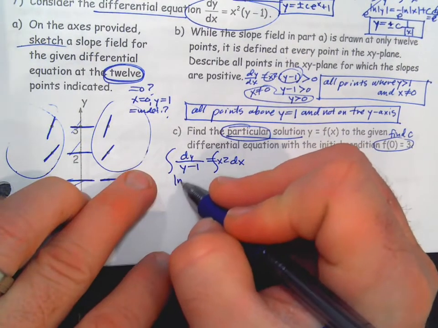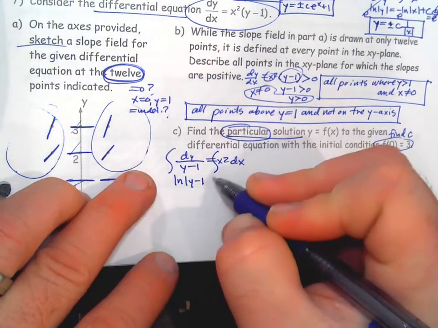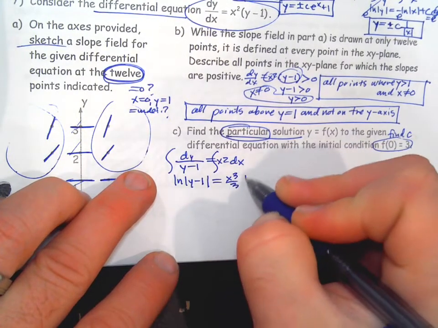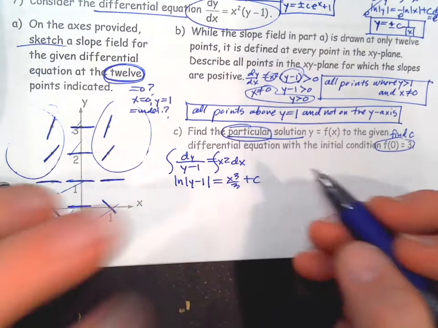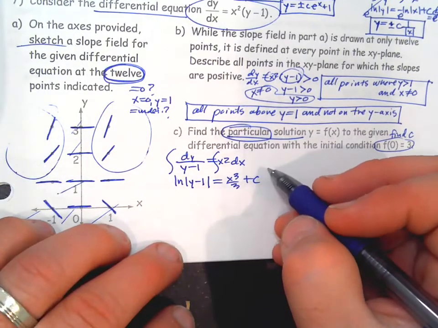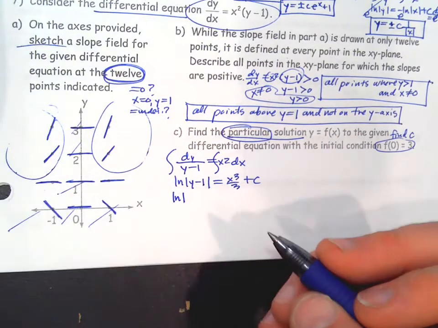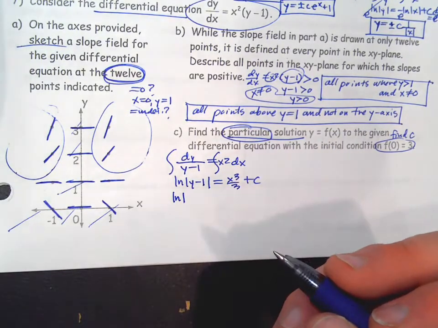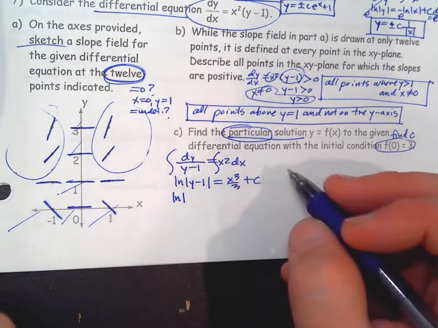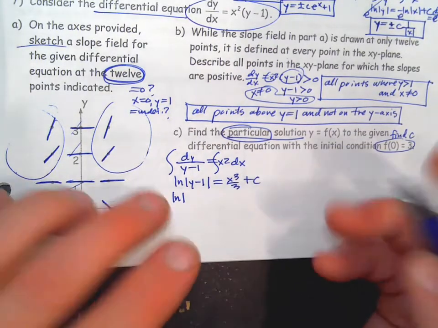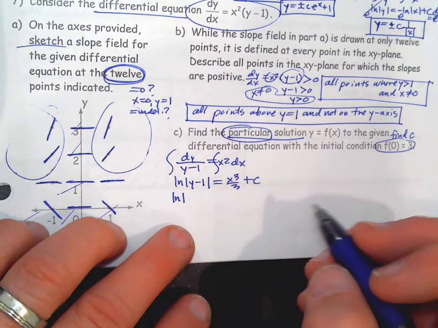Then we're going to integrate both sides. Natural log of the absolute value of y minus 1 equals x cubed over 3 plus c. The antiderivatives are usually worth a point. The plus c is worth a point. Let's find the plus c now. Even though on the solutions I post, I probably didn't do it that way. I waited till the end, which you can do, but I think that's a lot harder.